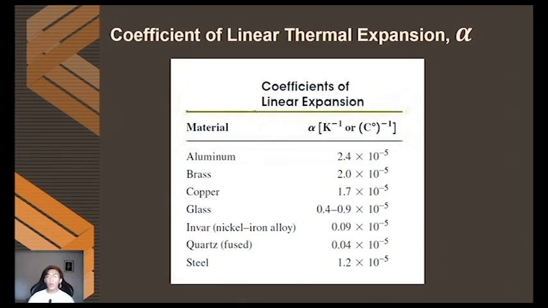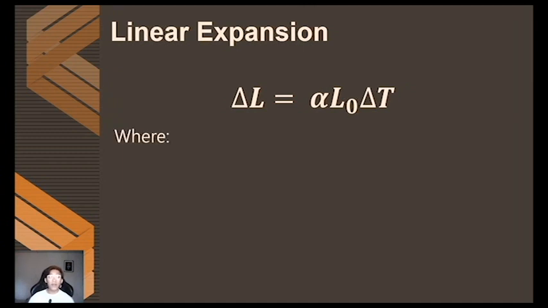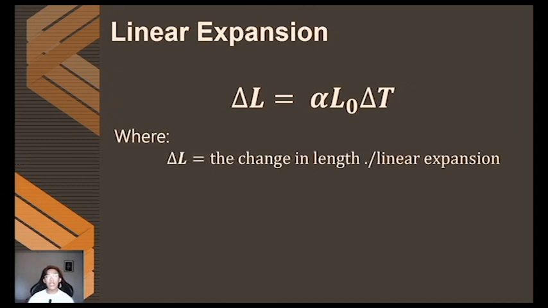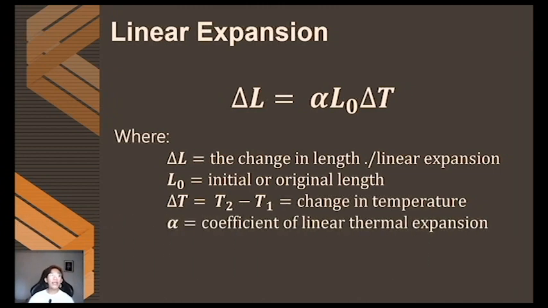Mathematically, we may express the relationship of all three factors affecting delta L, our linear expansion, in an equation: delta L is equal to alpha times L sub 0, the initial length, times delta T. I repeat, delta L represents the change in length or the linear expansion, L sub 0 is the initial or original length of the material, delta T is equal to T sub 2, the final temperature, minus T sub 1, the initial temperature, or in short, the change in temperature. And alpha is the coefficient of linear thermal expansion.